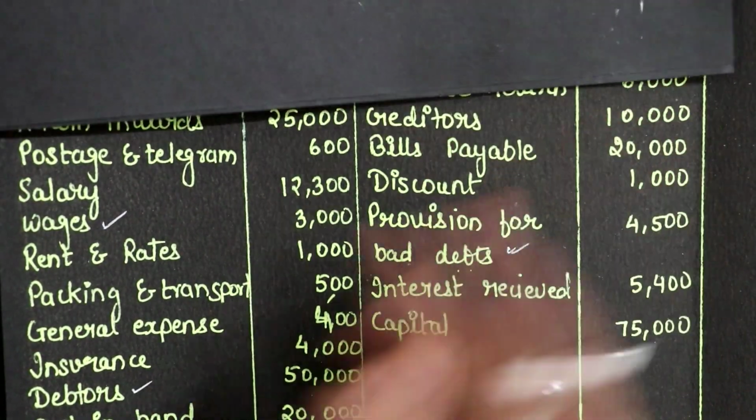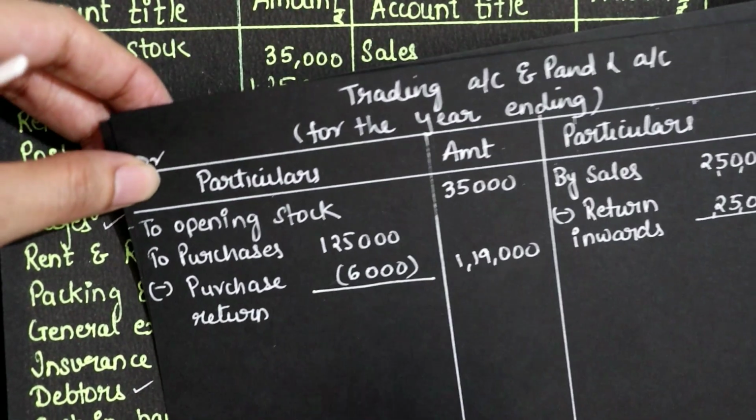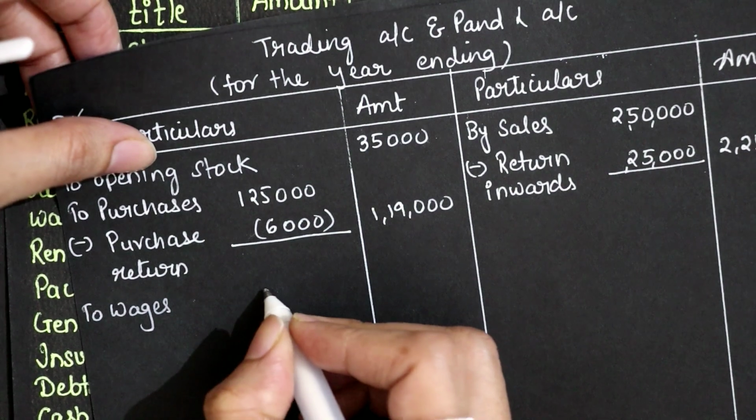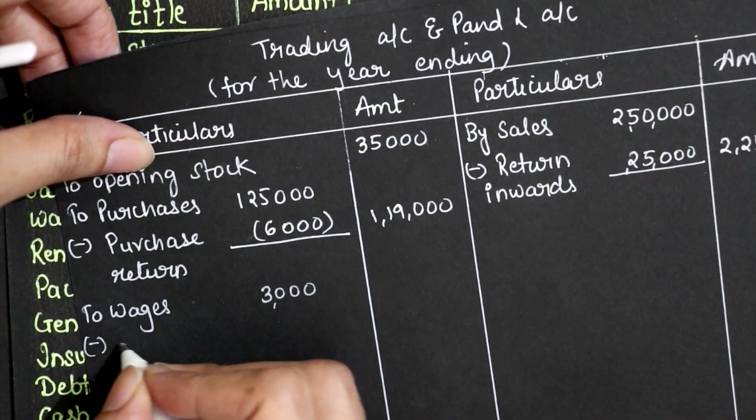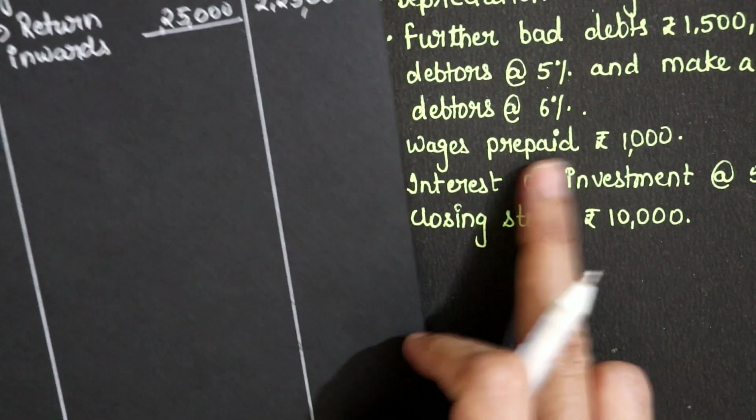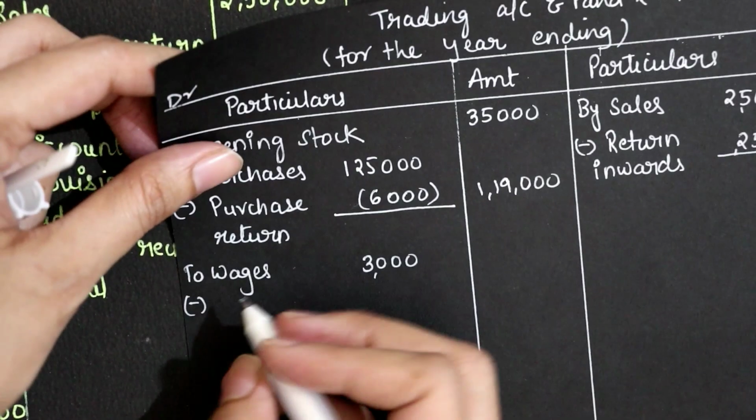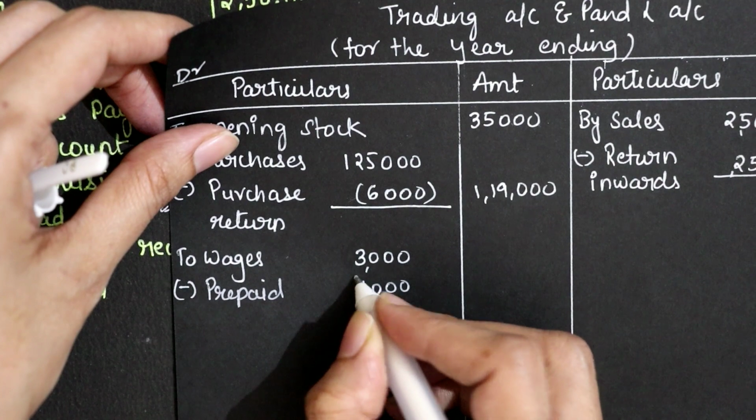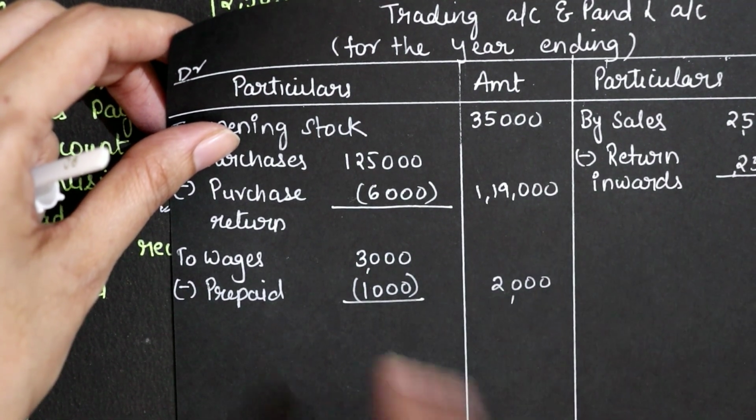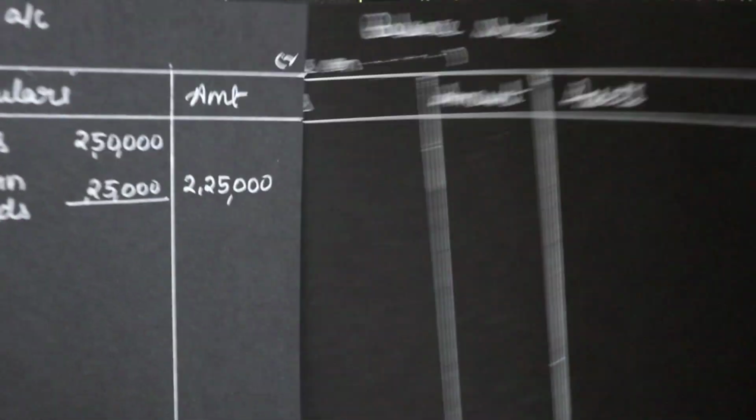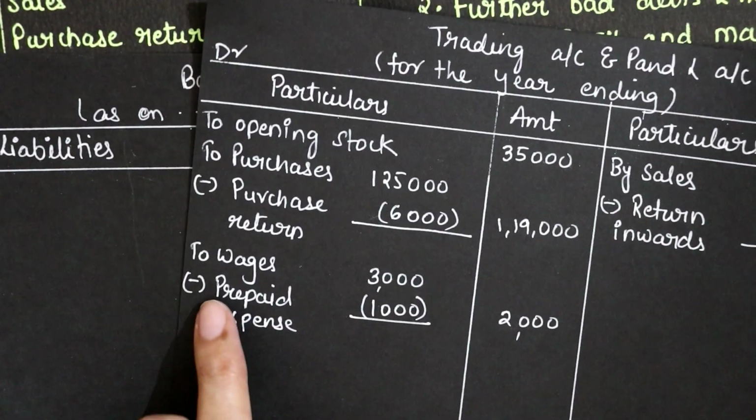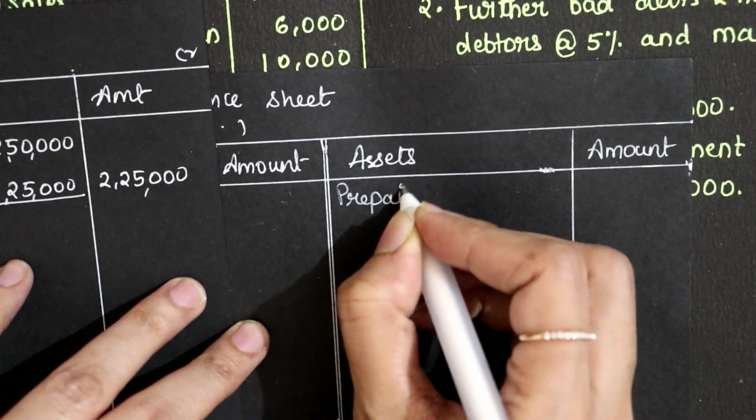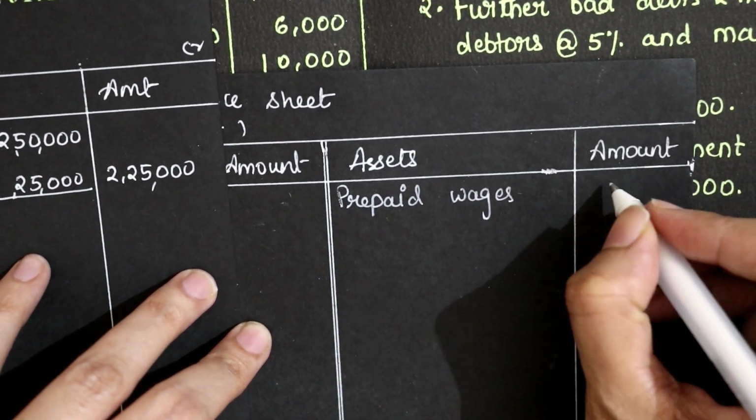Then we have wages. Wages needs to be posted on the trading account's debit side. Since it has an adjustment, we will write the amount of wages in the particulars column itself. Wages is 3,000. We will adjust the adjustment, that is prepaid wages 1,000 rupees. So we will say prepaid 1,000. All the adjustments are given two effects. We'll give the second effect on the asset side. One effect is reduced from wages, another is on the asset side, prepaid wages 1,000.